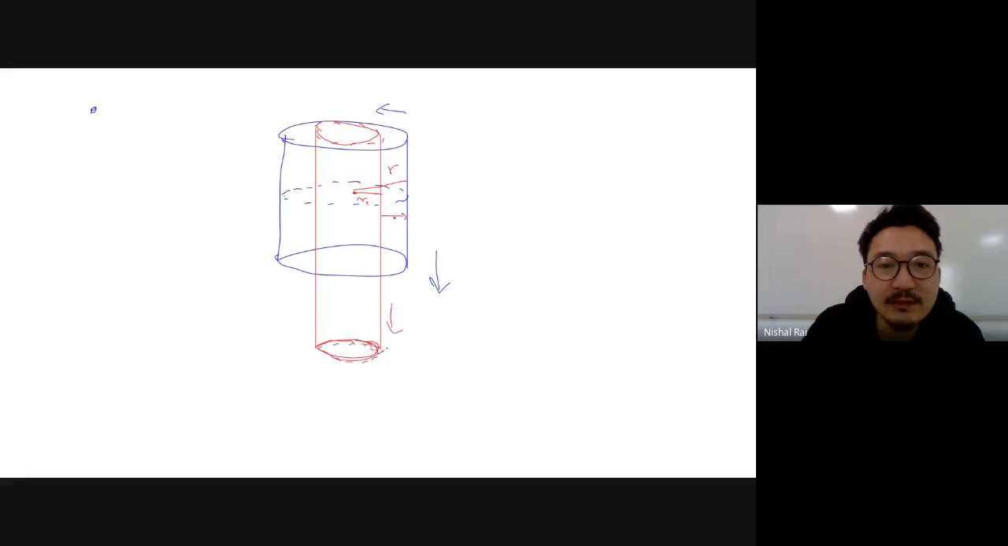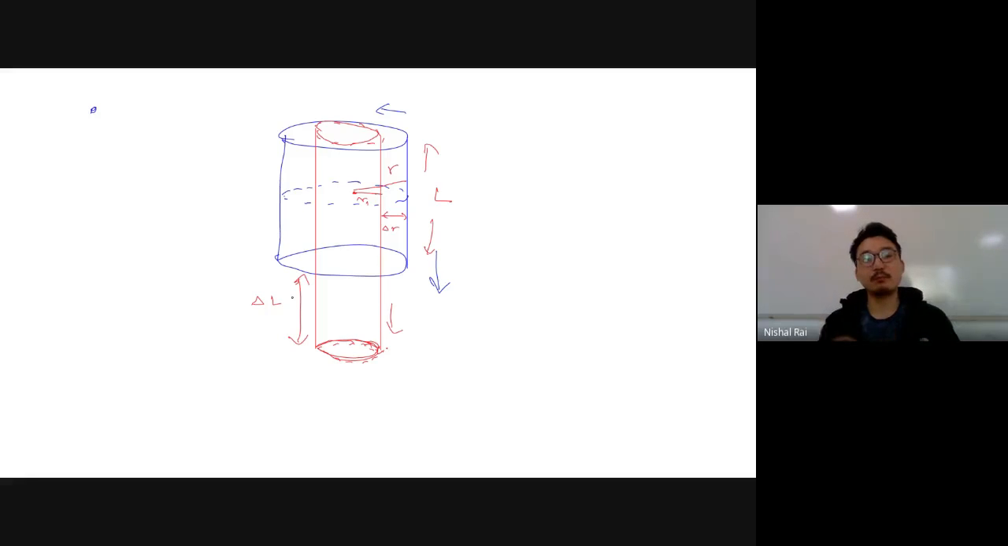Now basically the change in radius is what? Delta R. Now over here, initially it was of length L. Now it has been elongated by an amount of what? Delta L. Can you see now there is a strain or deformation on both sides?